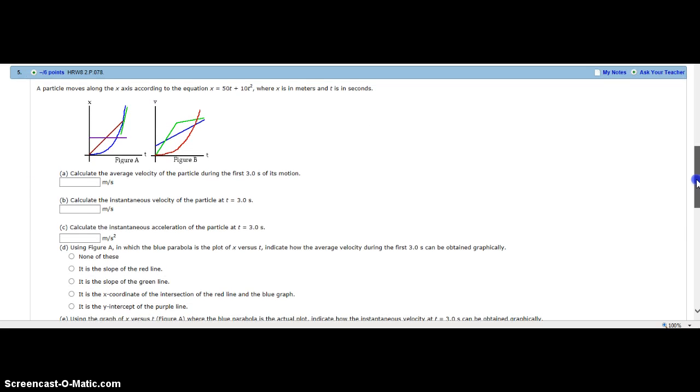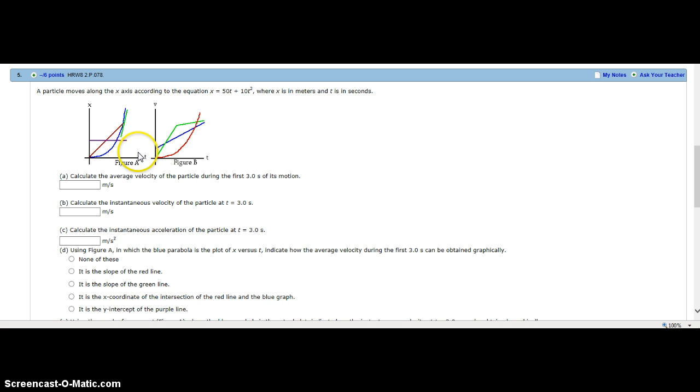In number 5, it's just a little awkward with these graphs. So the first figure is a position versus time graph with 1, 2, 3, 4 different trends on it. And this one is V versus T with 3 different trends on it. So this equation describes position.